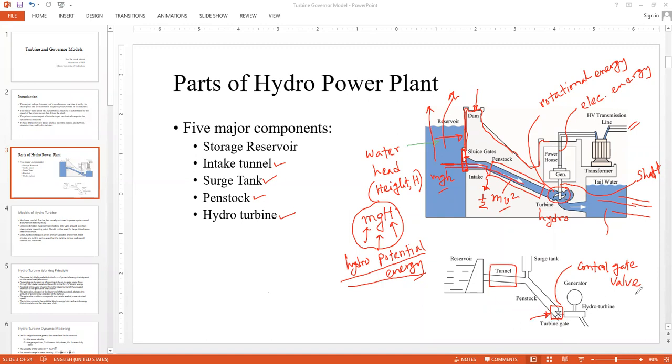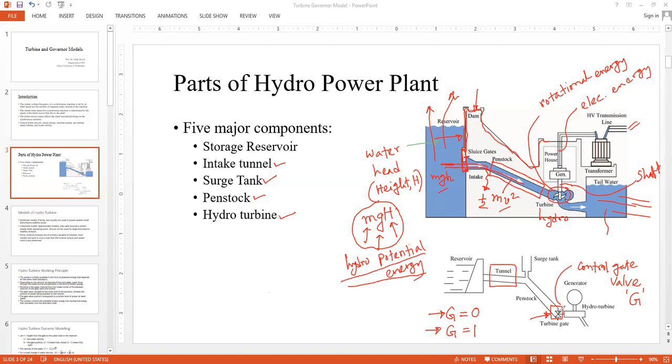Of course, those terms would appear later on also, but let's denote it by the capital letter G. So if G is 0, that means your gate is completely closed. If G is 1, that means your gate is completely opened. And this G value, the opening and closing of the gate valve, actually controls how much power would be converted from the kinetic energy to the rotational energy.